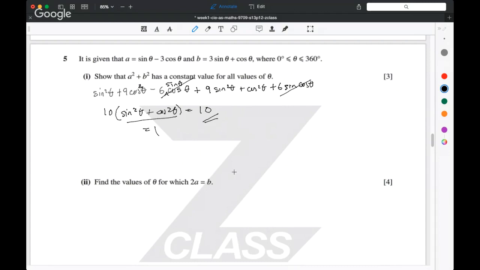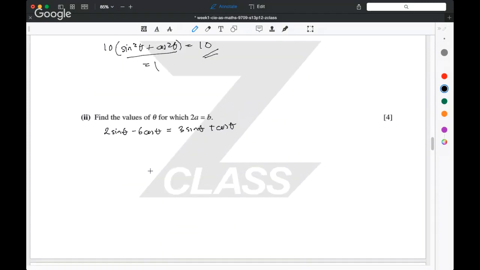Now they want you to find the values of theta for which 2a is equal to b. So 2a is 2 sine theta minus 6 cosine theta, and this is equal to 3 sine theta plus cosine theta. And when we drag them around, we get that sine theta is equal to minus 7 cosine theta. There's a couple of ways of doing this, but I think the easiest way is to divide through and get tan theta. So remember that sine over cosine is equal to tan. So tan theta is equal to minus 7.